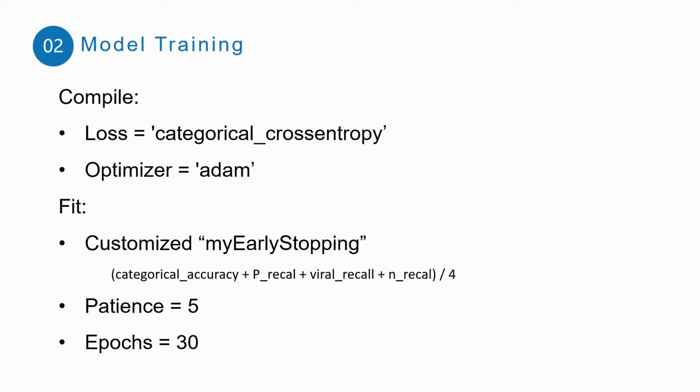As for the training process, both models use the loss function of cross entropy and the optimizer of Adam. We build a customized early stopping function that selects the average of categorical accuracy, recall rate of bacterial pneumonia, recall rate of viral pneumonia, and recall rate of normal people. We set patience to 5 and epochs to 30 after tuning parameters.